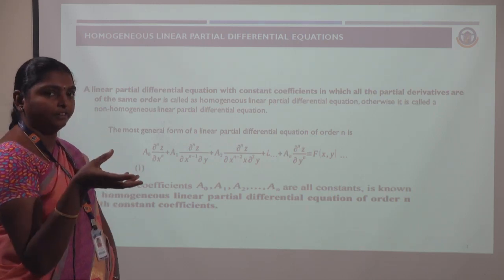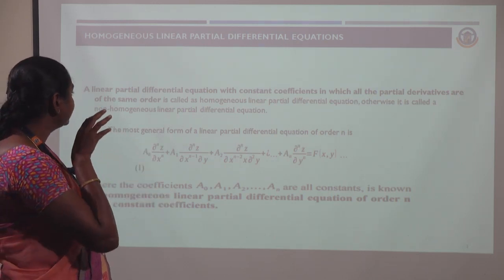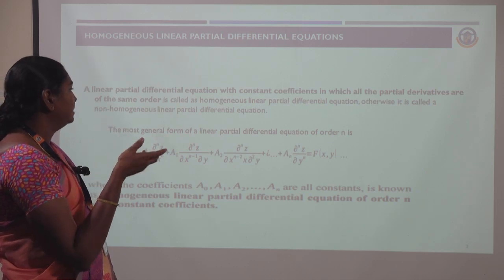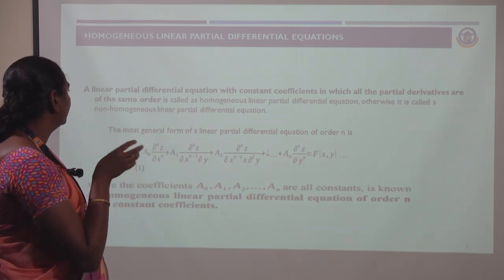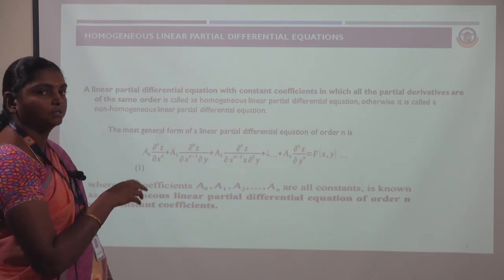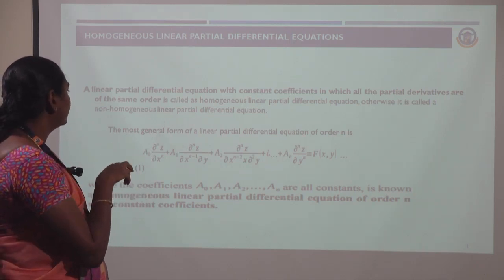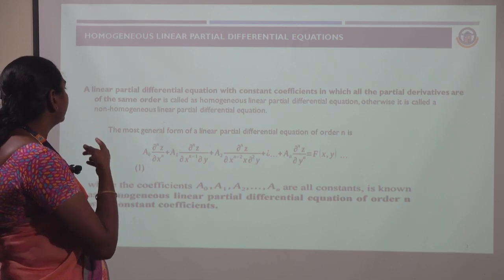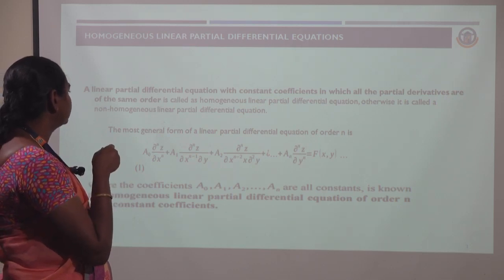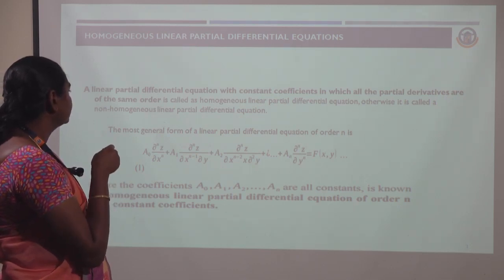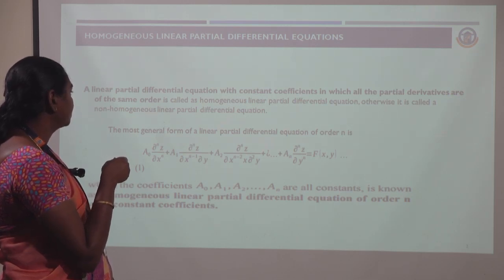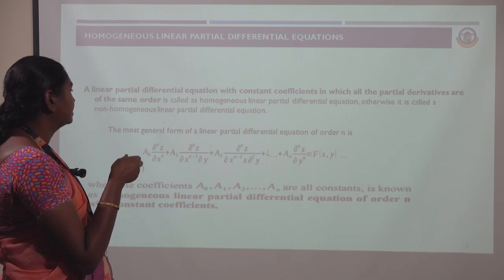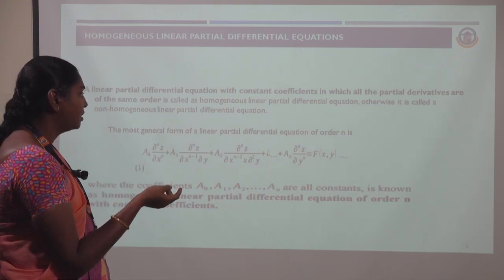In the partial differential equation, if we have the same order, we can tell that the equation is homogeneous. Otherwise, we can tell it is a non-homogeneous equation. The general form of the homogeneous equation is A naught del n z by del x power n plus A1 del n z by del x power n minus 1 into del y plus etc. equal to f of x comma y.